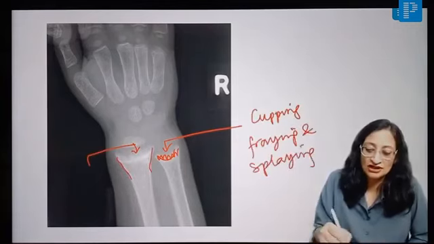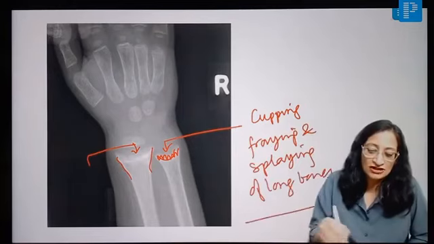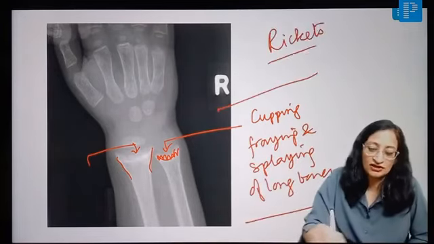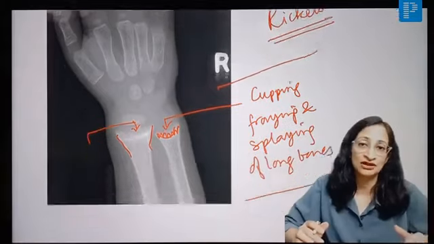And what is your diagnosis then if this is the X-ray? Yes, what is your diagnosis if this is the X-ray? Very, very important spotter. Of course, it's rickets. Most common cause of rickets in children would be nutritional vitamin D deficiency.